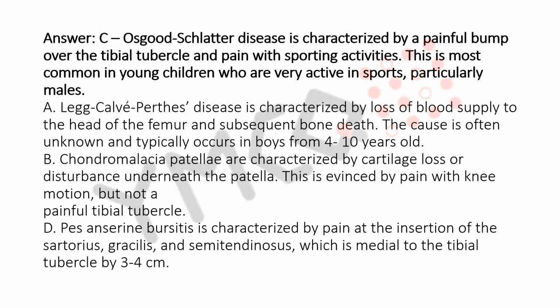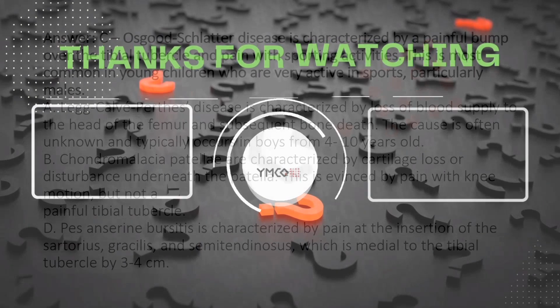and option B, chondromalacia patellae, is characterized by cartilage loss or disturbance underneath the patella. This is evinced by pain with knee motion, but not a painful tibial tubercle. Option D, pes anserine bursitis, is characterized by pain at the insertion of the sartorius, gracilis, and semitendinosus, which is medial to the tibial tubercle by 3 to 4 centimeters.